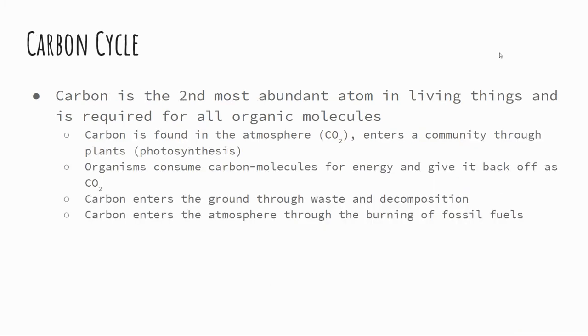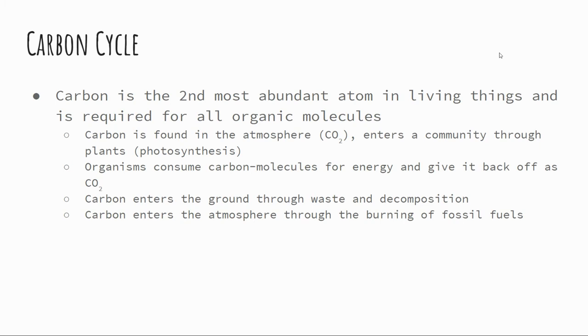Carbon cycle. So carbon is going to be the second most abundant atom in living things and is required for all organic molecules. So carbon's, of course, found in the atmosphere as carbon dioxide. Of course, you and I can't use carbon dioxide. So how does it enter into our system? So plants are the cornerstone of the carbon cycle in their process of photosynthesis. Of course, they use photosynthesis to make sugar, which has carbon in it, and that's where we get our carbon.